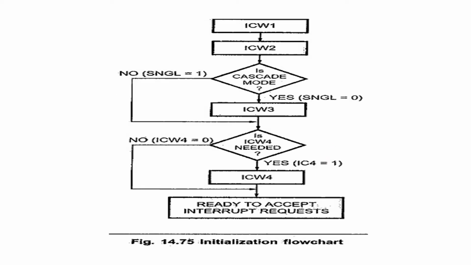There are total 4 initialization command words, out of which 2 are mandatory, whereas 2 are optional. When 8259 works in cascaded mode, ICW3 gets read by microprocessor. ICW1 is read in order to decide whether ICW4 is needed or not. If it is needed, then only microprocessor reads this ICW4.